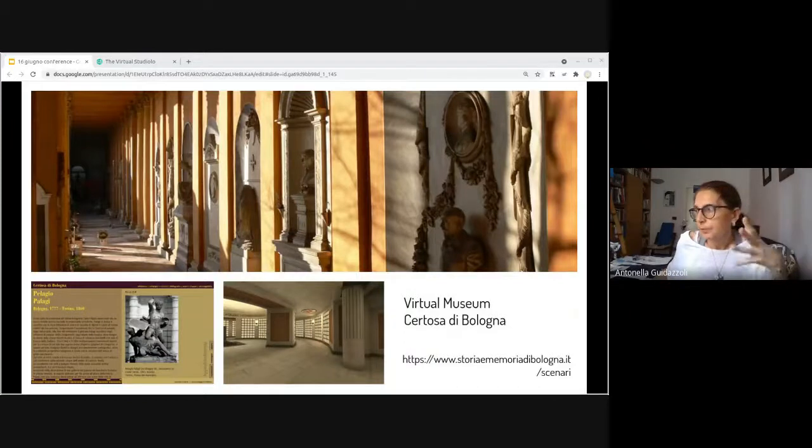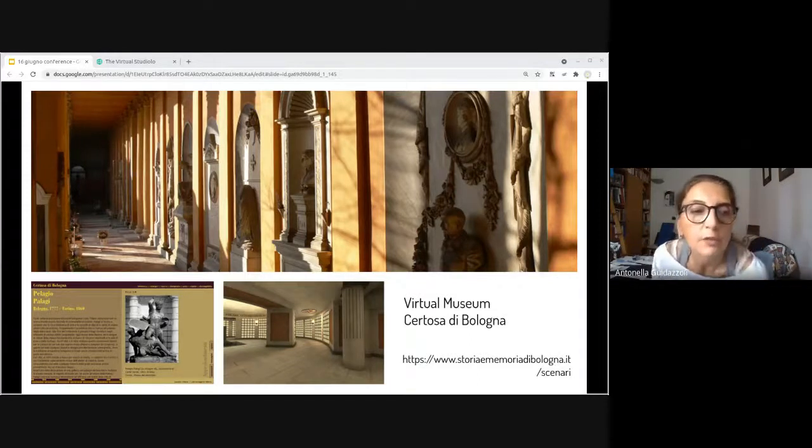But just to give you an idea of our path towards this concept, we started at the beginning of the millennium, connecting 3D models and databases. This was a very important project for us. We presented it at SIGGRAPH 2004. This is the Bologna Virtual Museum of the Certosa of Bologna.